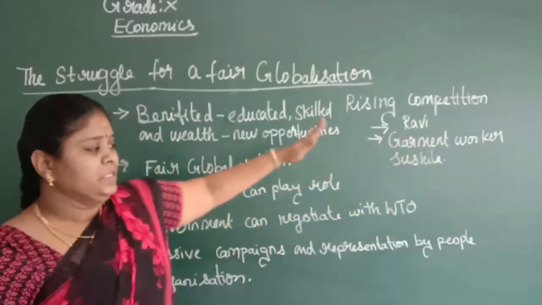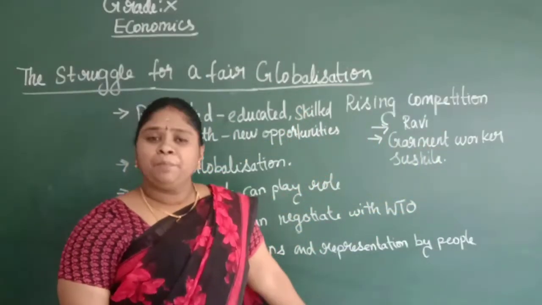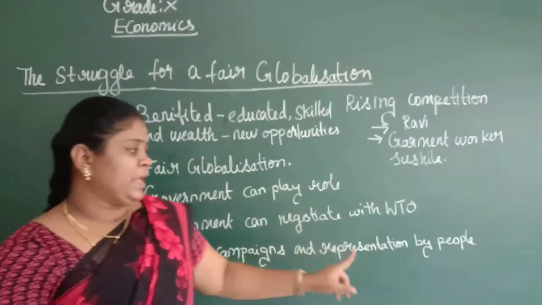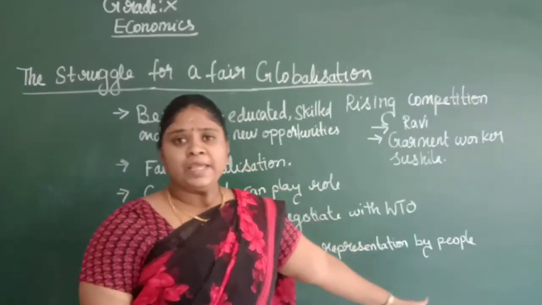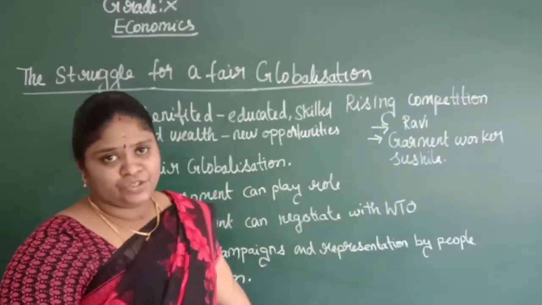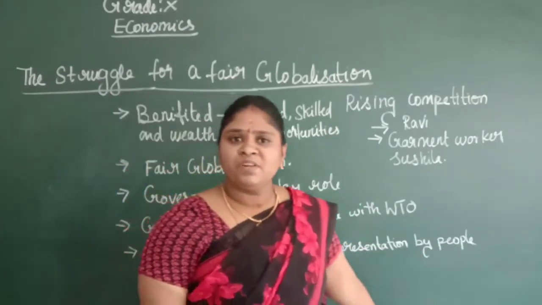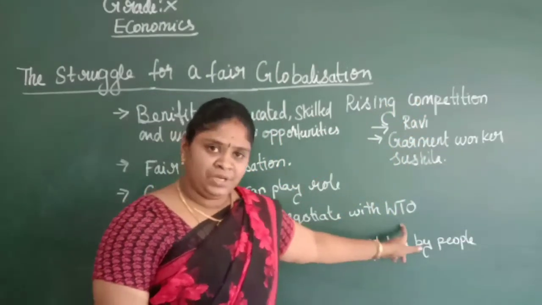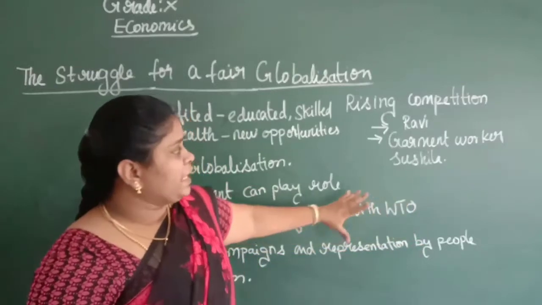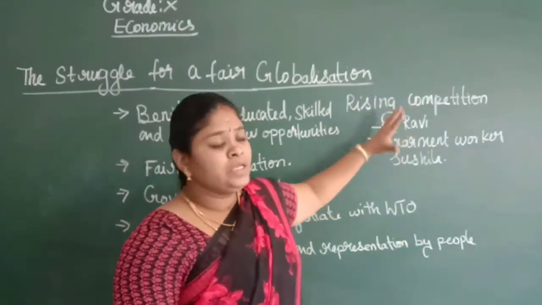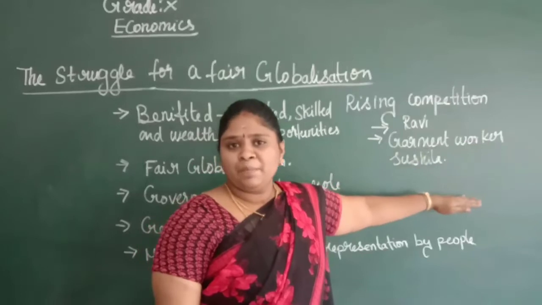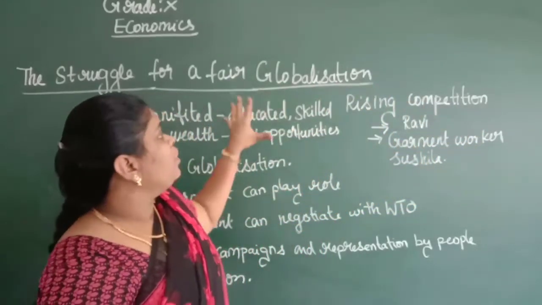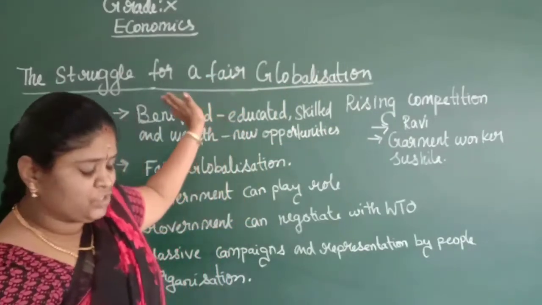Okay, so the final thing is that here we have the representation of the common people. The common people should campaign and they should have the representation of organizing their own organization, so that their importance will be viewed by the international organization, so that there can be a relaxation given for the industrialists and the daily wage laborers. So this is the struggle for globalization. Okay, my dear students.